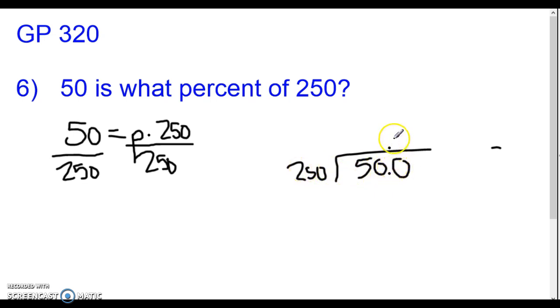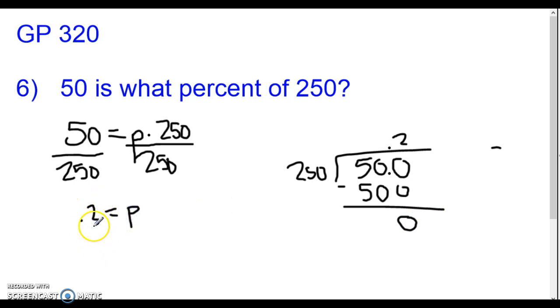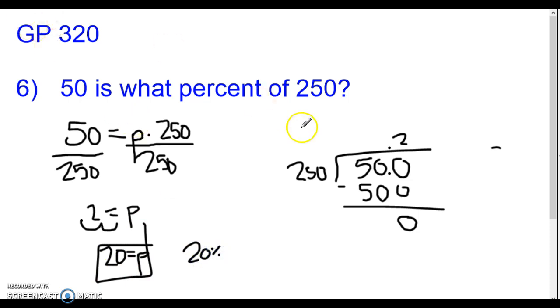250 goes into 500 2 times. 2 times 250 equals 500. I would subtract, I get 0. So 0.2 equals my percent. Now how do I write that decimal as a percent? I would times by 100 and move this decimal 1, 2. So 20 equals P. So the answer would be 20%. So in an answer column, you would write 20%. Make sure you don't forget the percent sign there.